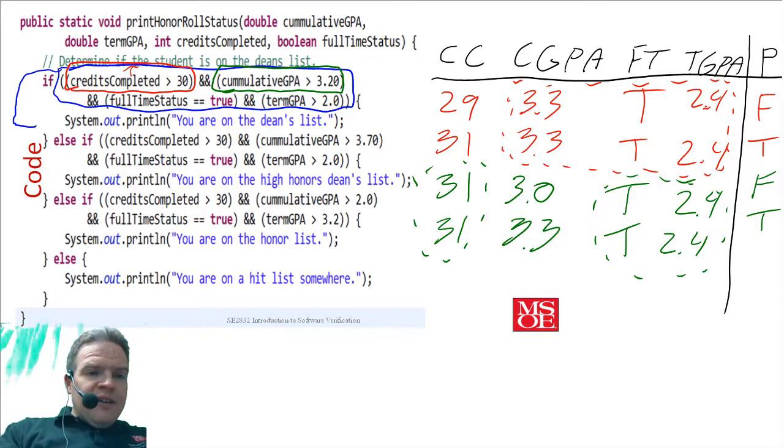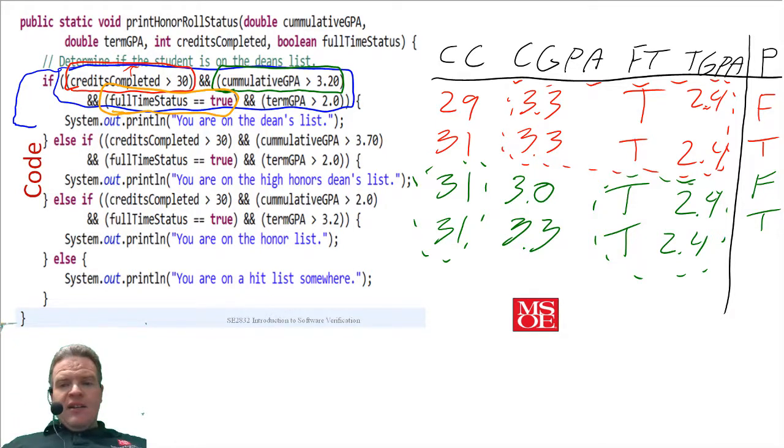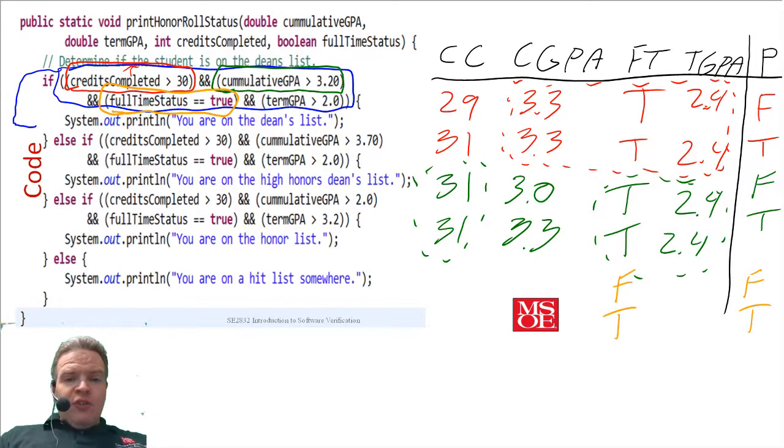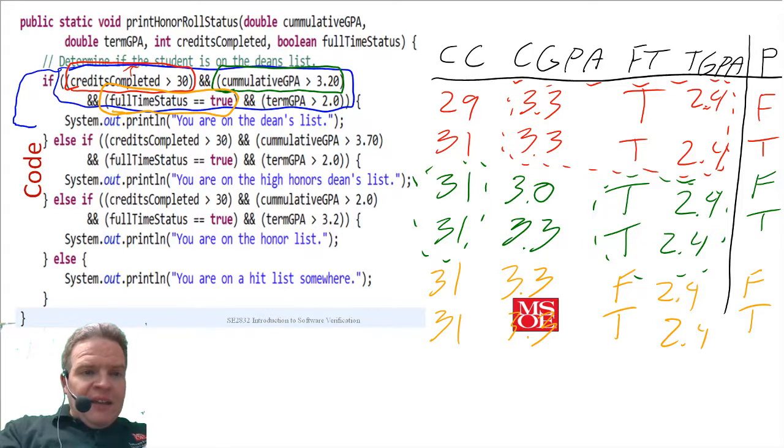Now, based on making the full-time status be my active clause, if I want it to be false, I've got to have false. I've got to have true if I want it to be true. Everything else should be true in this case, so 31, 3.3, 2.4, 31, 3.3, 2.4, like so.